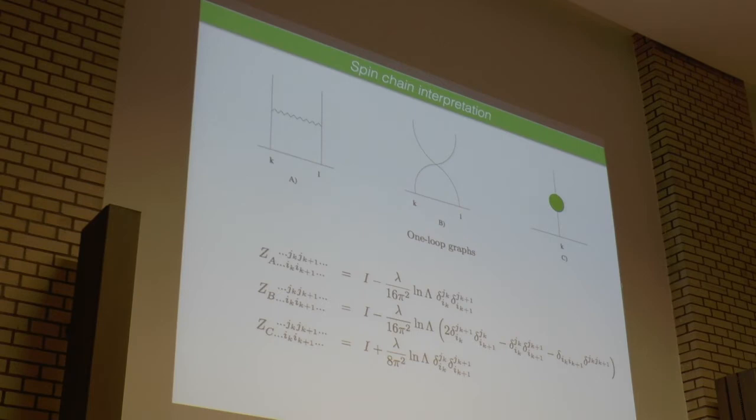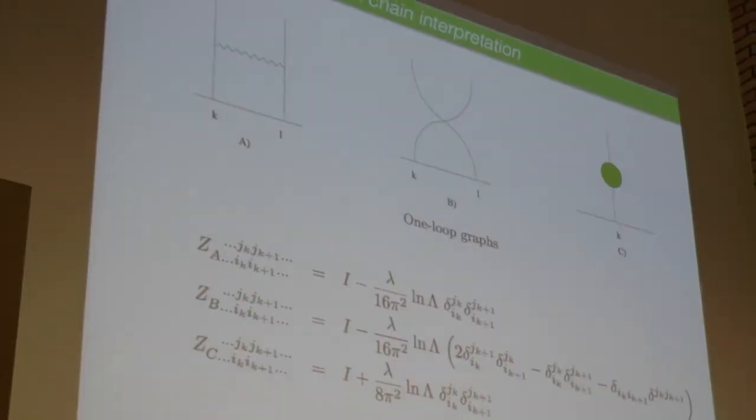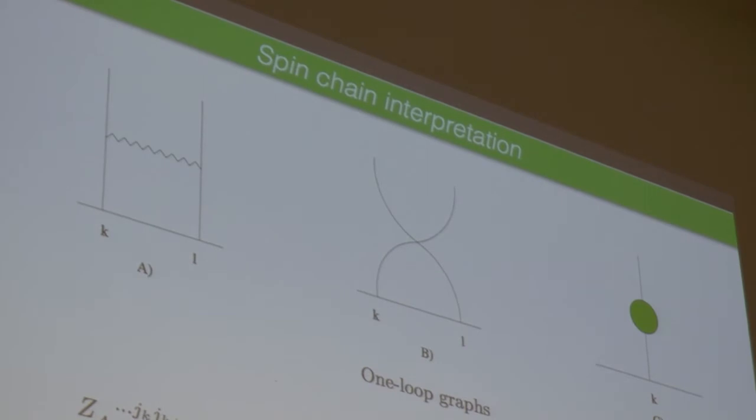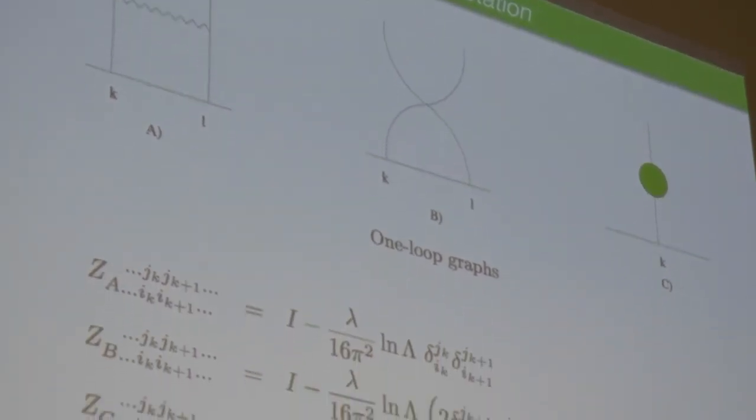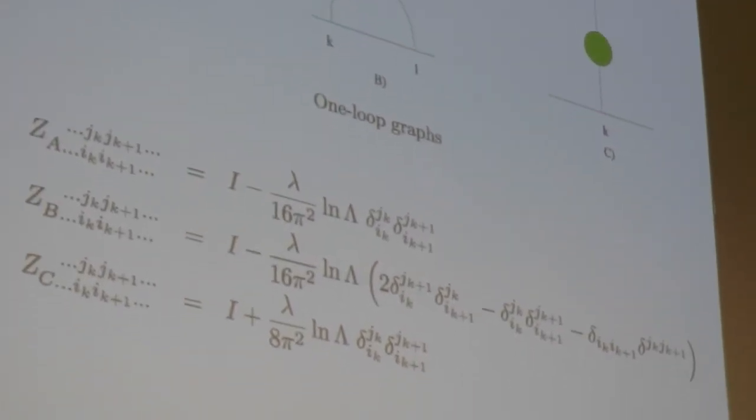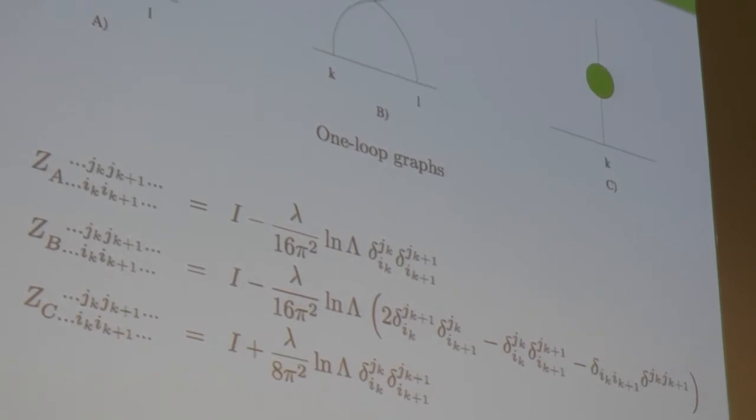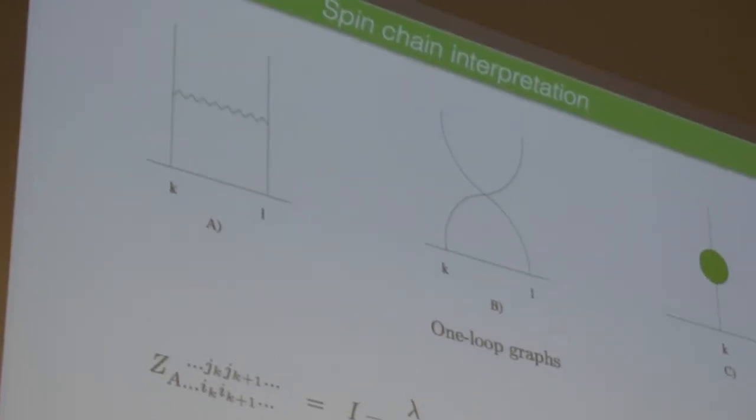The mixing matrix is just a matrix which you apply to a set of fields, summing over all possible polarizations. So Z_A, Z_B, Z_C are three mixing matrices, which I represent here, and they correspond to three one-loop graphs which you will have in N=4 theory. At one loop you have the possibility of exchange by a gauge boson. This is graph number 1.